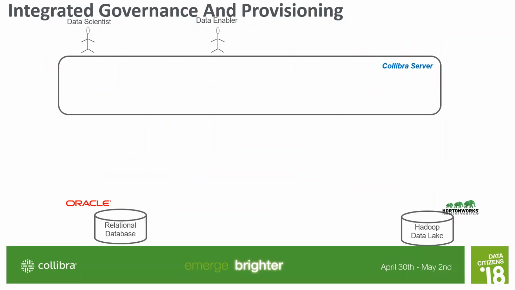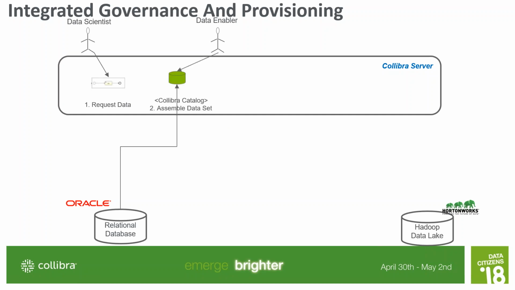We start with the data scientist, the data enabler, and we start with both of them having access to a Collibra server. The source, for the purposes of this demo, has been defined as an Oracle relational database instance, and the target where the source data needs to finally reside is a Hadoop data lake, and for the purposes of this demo, we have utilized a Hortonworks data lake. It starts with the data scientist requesting data depending upon what data she needs.